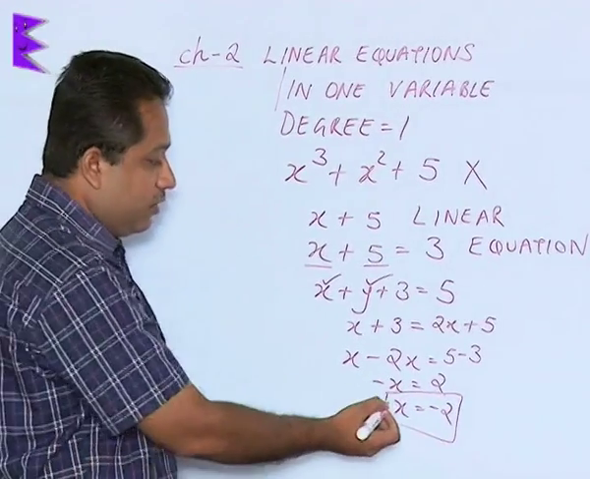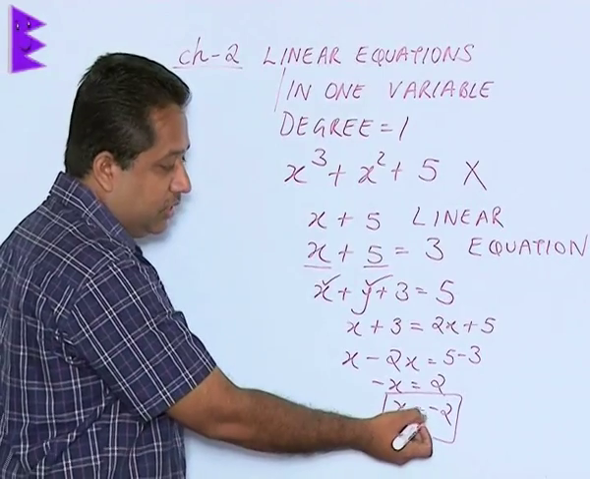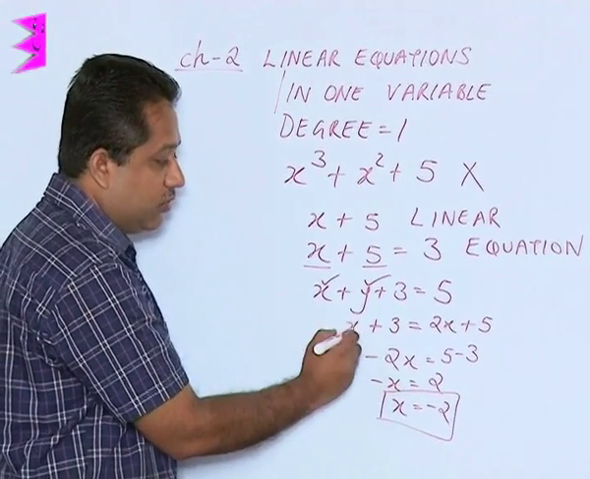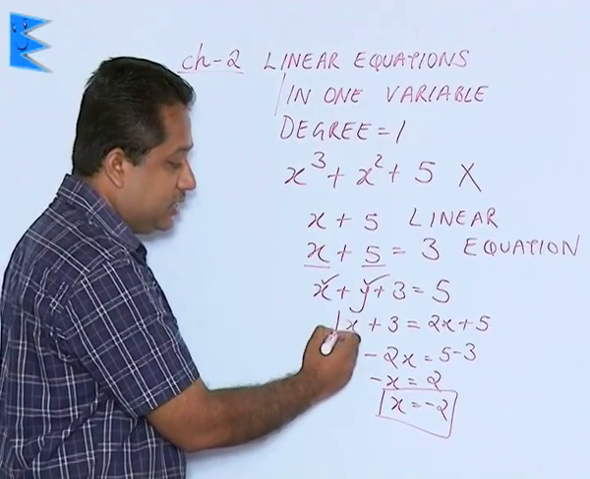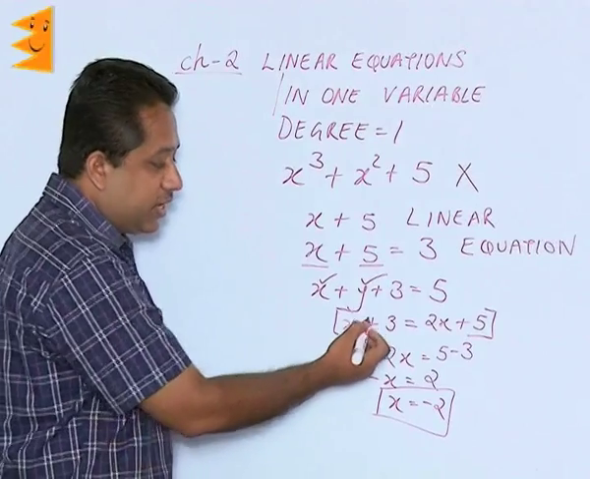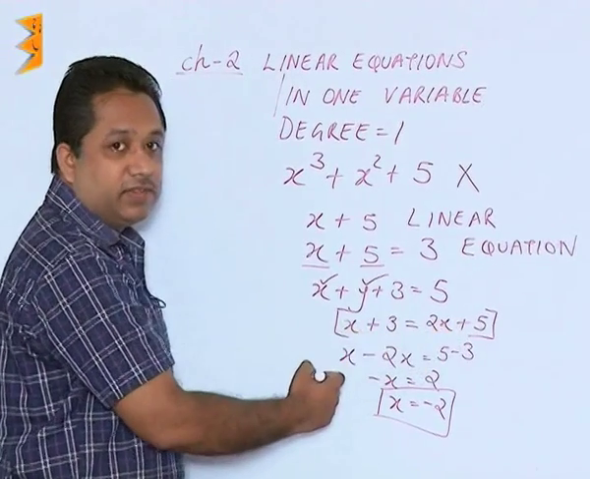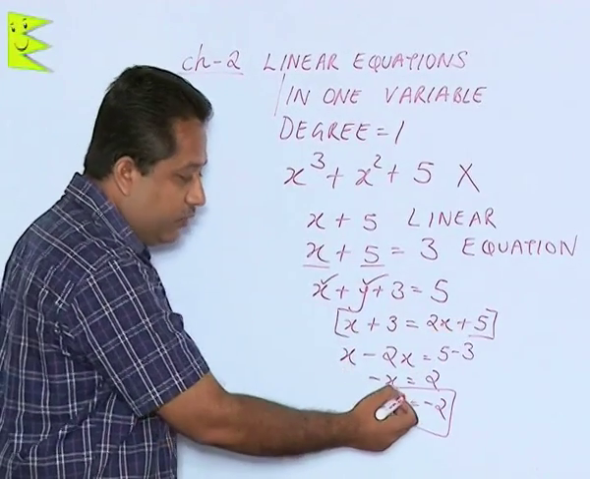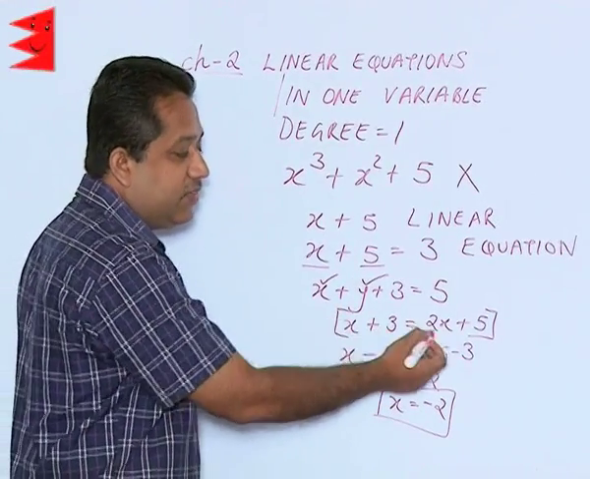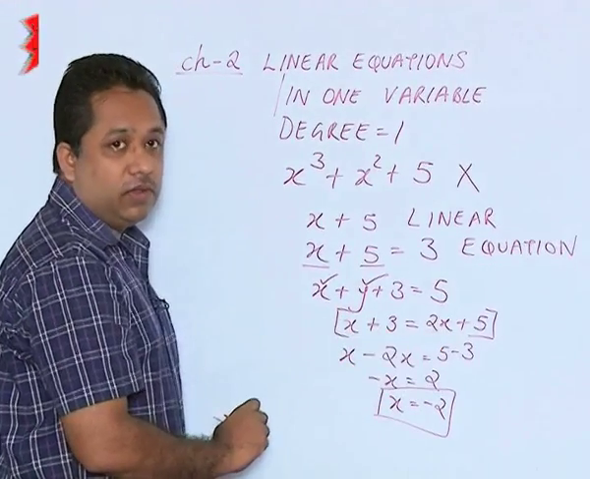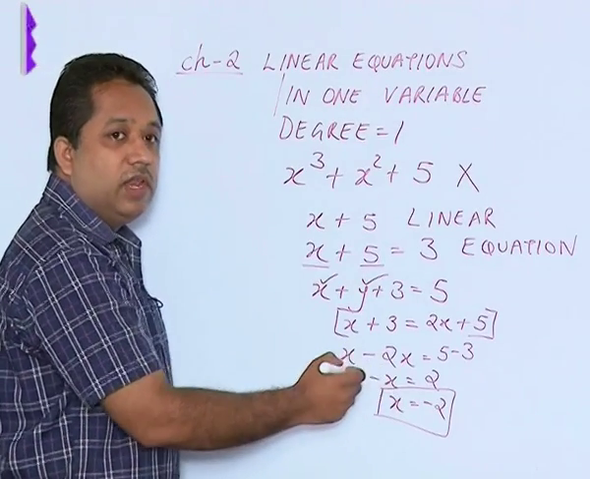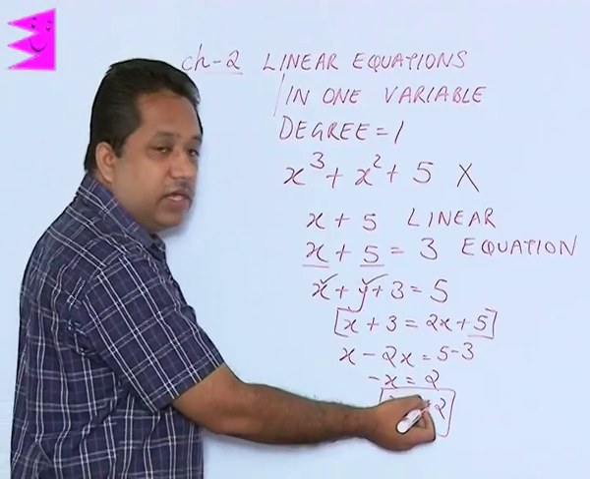Now, what is the meaning of this solution? The meaning of the solution is that when you are going to substitute the value of x in this equation, on the left side and right side, we are going to get the two quantities on either side equal. So, if you are going to substitute any other value besides minus 2, the left side and the right side will not come equal. Therefore, we can say a linear equation in one variable will always have one definite answer.